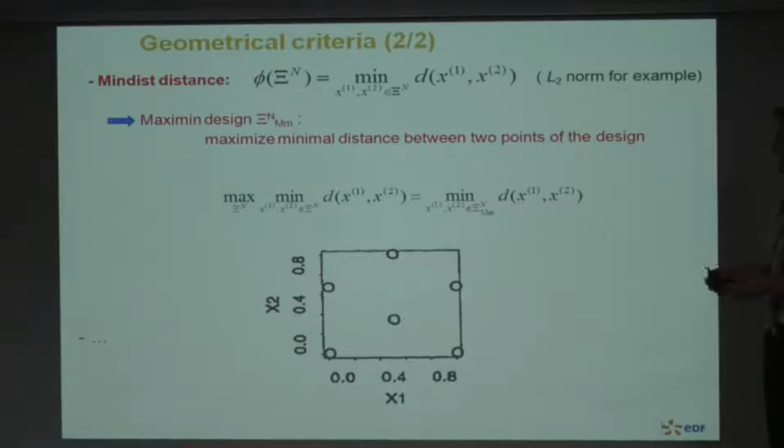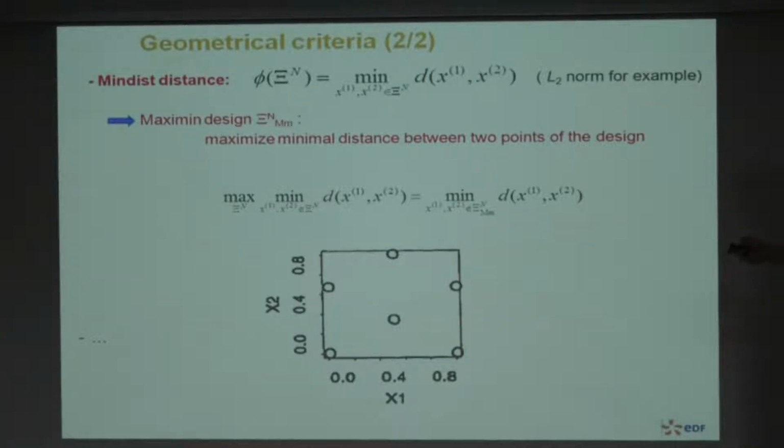Okay? Maximize the minimal distance. So here you see that the points are put on the border, of course, as we maximize the minimal distance. The points are put on the corner or on the border. So this is an example in dimension 2 with 1, 2, 3, 4, 5, 6 points.